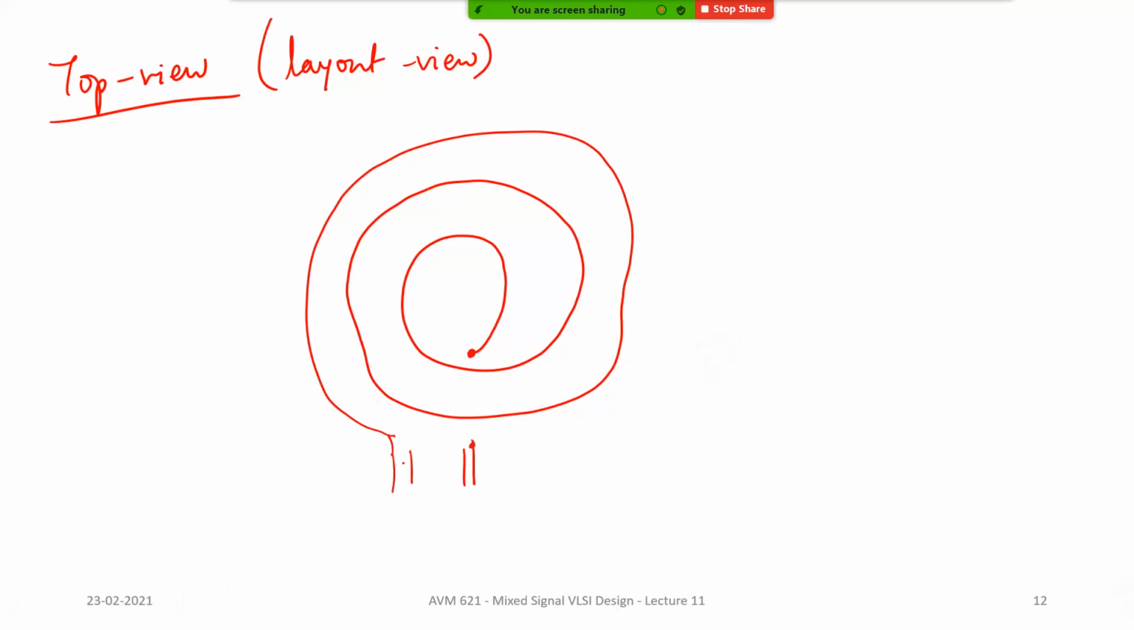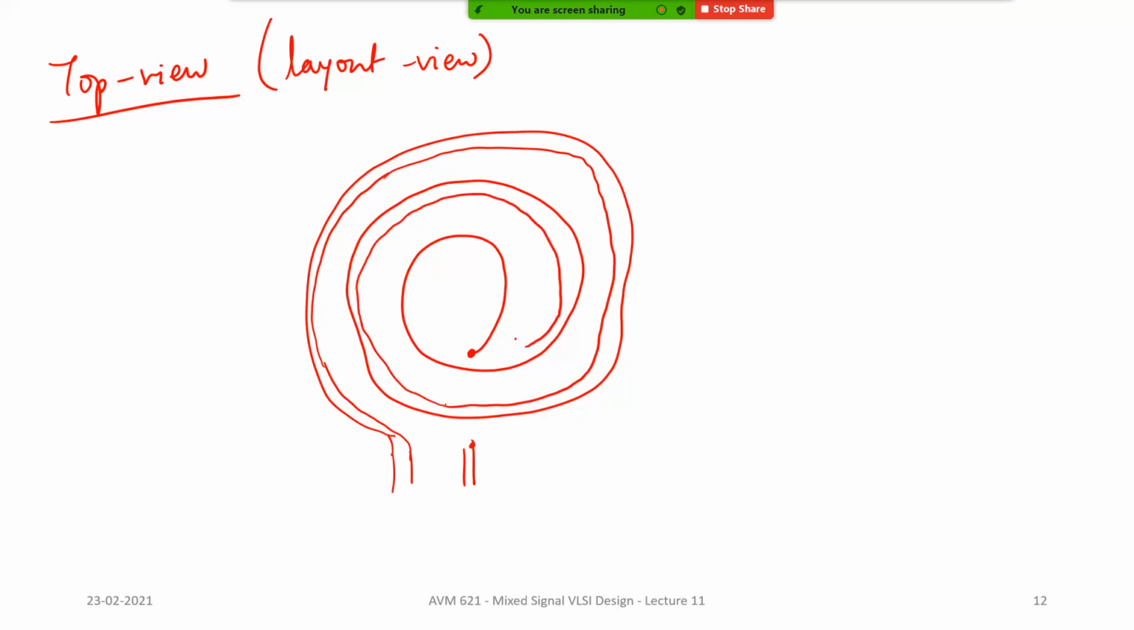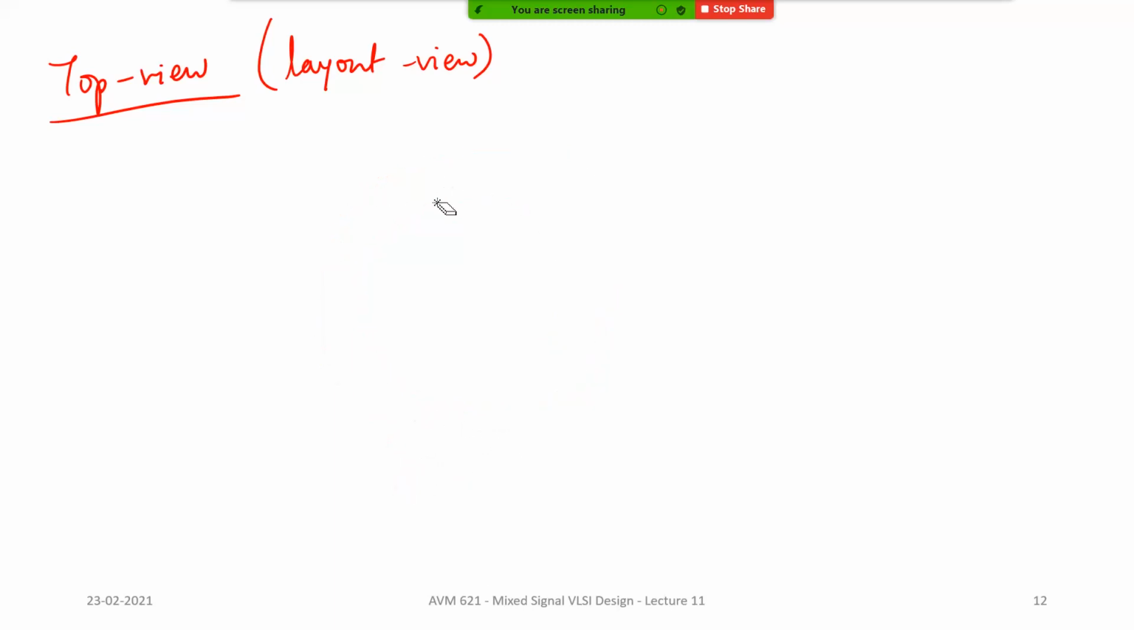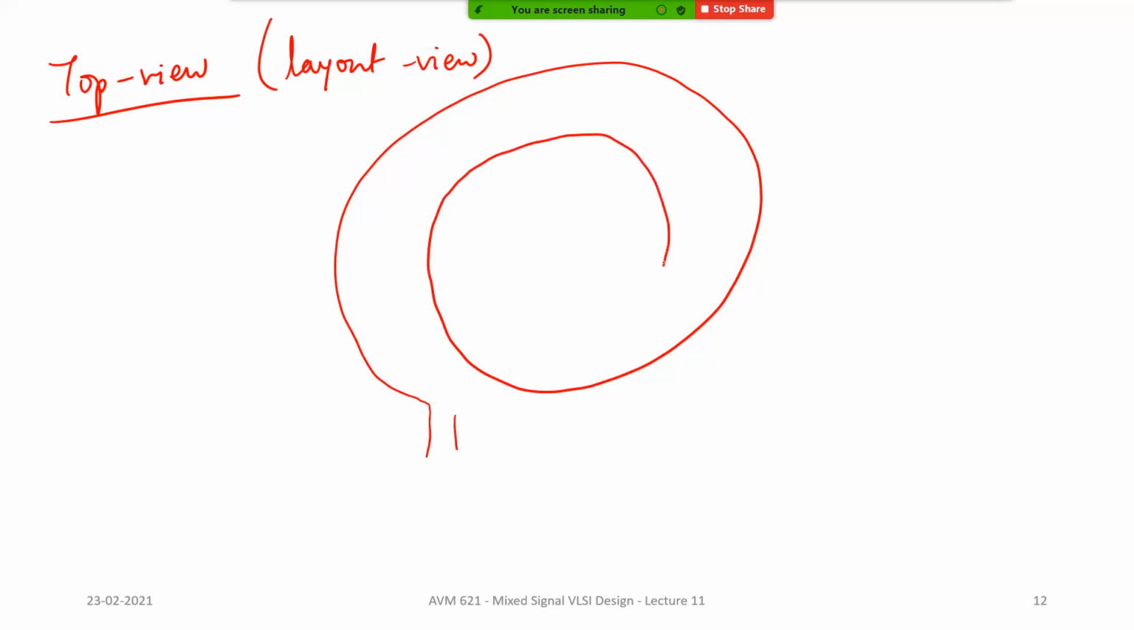I know my diagram is very bad, but I hope it conveys the point. This can be in circular or in octagonal form. So let me draw a two-turn inductor, and then you come out like this. Coming out I will explain separately. So let's say this is the metal trace.